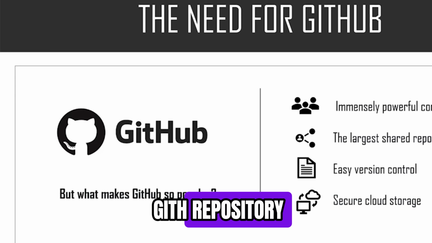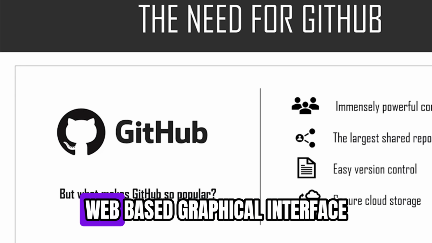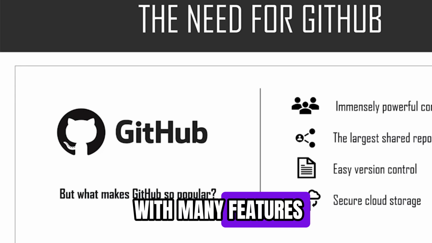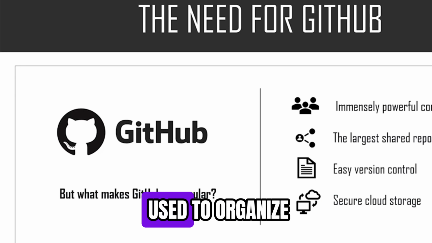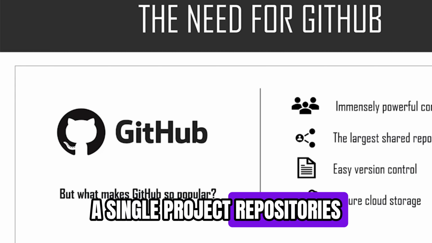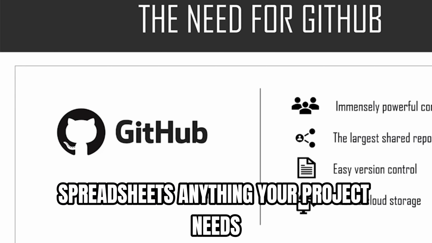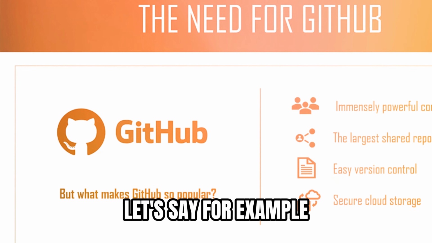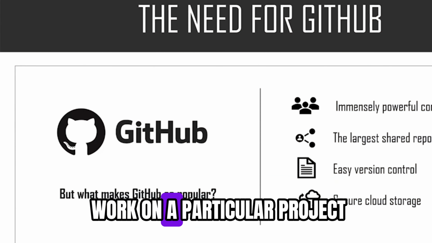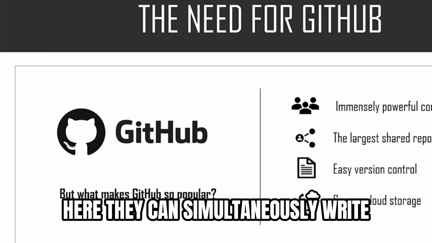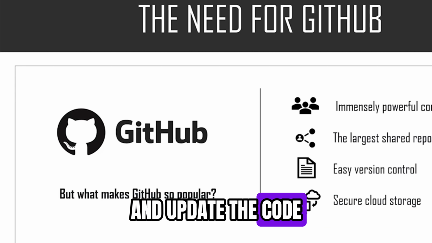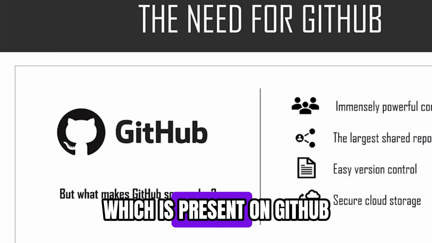GitHub is a Git repository hosting service that provides a web-based graphical interface with many features. A repository is usually used to organize a single project. Repositories can contain folders, files, images, videos, spreadsheets, anything your project needs. Let's say, for example, a team wants to work on a particular project. Here, they can simultaneously write and update the code to a central repository, which is present on GitHub.